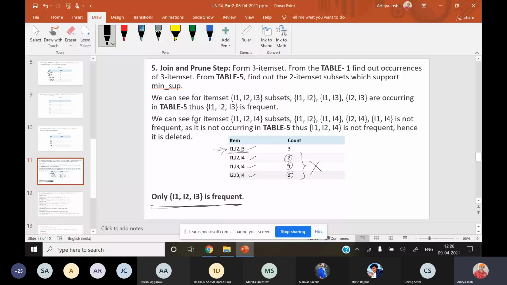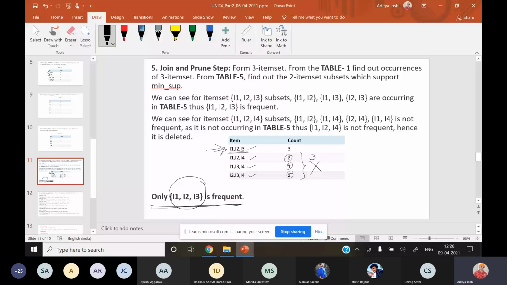If there is one more occurrence in that table, then we will create the 4 item set table, right? But here we have finished the join and prune step, right? Suppose there is a condition, if I1, I2, I4 has the count 3, then you will create one more table for I1, I2, I3, and I4, right? This is just an example. Okay.